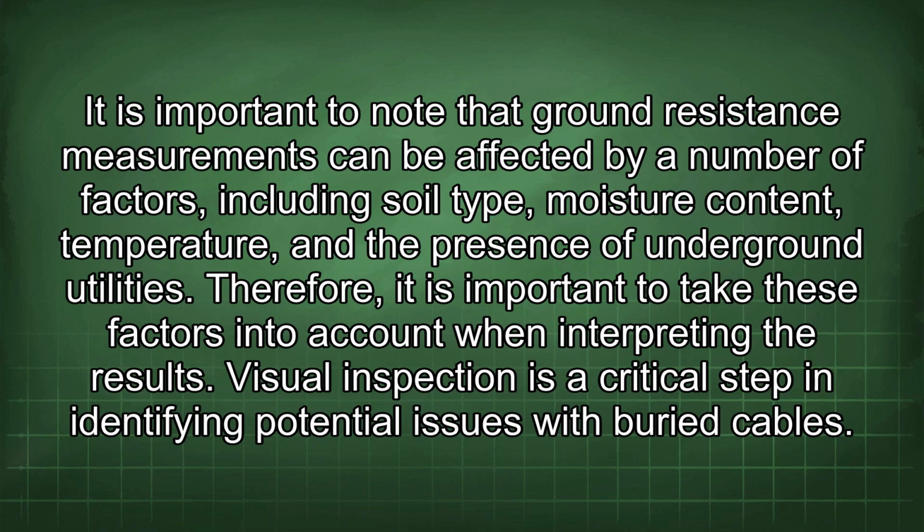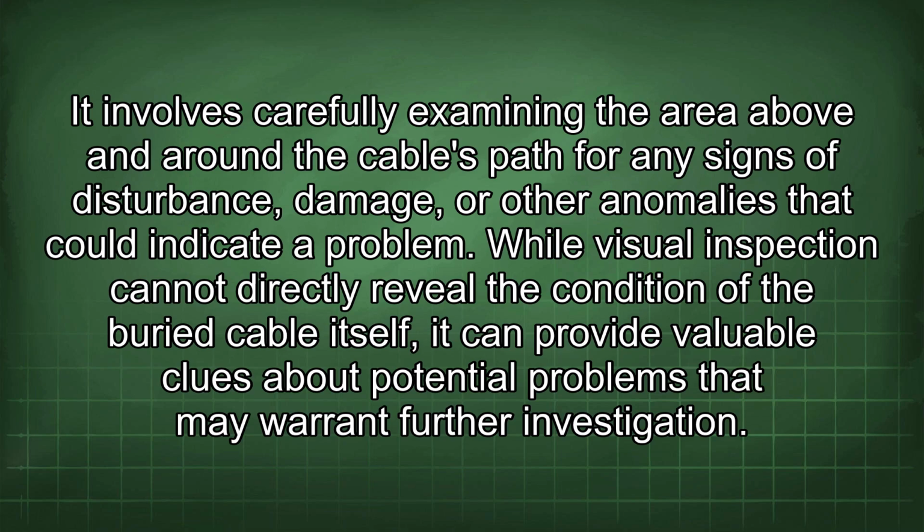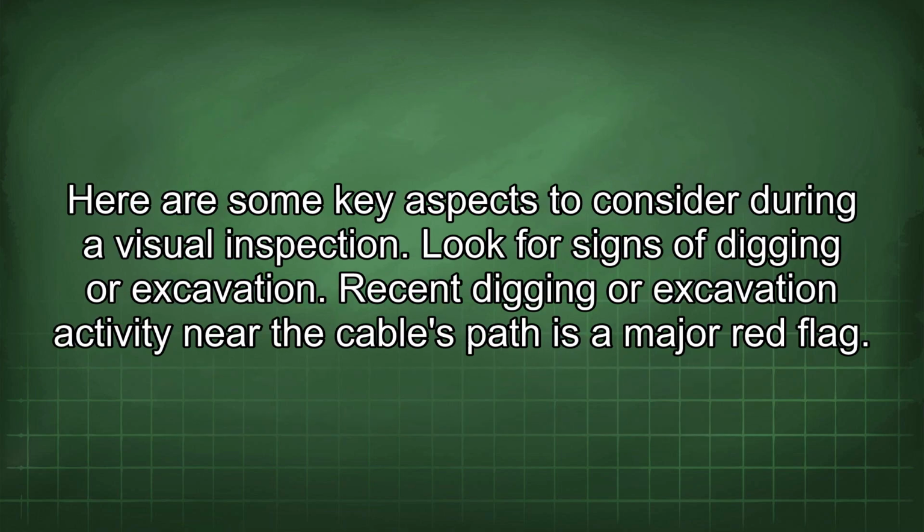Visual inspection is a critical step in identifying potential issues with buried cables. It involves carefully examining the area above and around the cable's path for any signs of disturbance, damage, or other anomalies that could indicate a problem. While visual inspection cannot directly reveal the condition of the buried cable itself, it can provide valuable clues about potential problems that may warrant further investigation. Here are some key aspects to consider during a visual inspection.